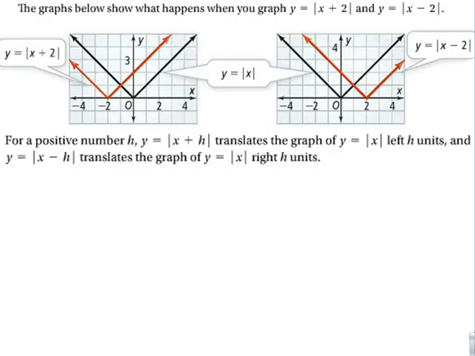All right, now this is what happens if we shift it horizontally. Notice now that the plus or minus is inside the absolute value. If it's positive, it shifts it to the left. If it's negative, it shifts it to the right. So for a positive h, it translates the graph of y equals the absolute value of x left h units. That's important. Left. Doesn't seem to make sense because it's a plus, but we'll show you why. And if it's a minus h, then it shifts it right that many units.